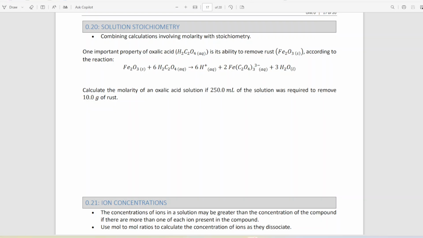So then the next thing we're going to do is solution stoichiometry. We are going to combine calculations involving molarity with stoichiometry.